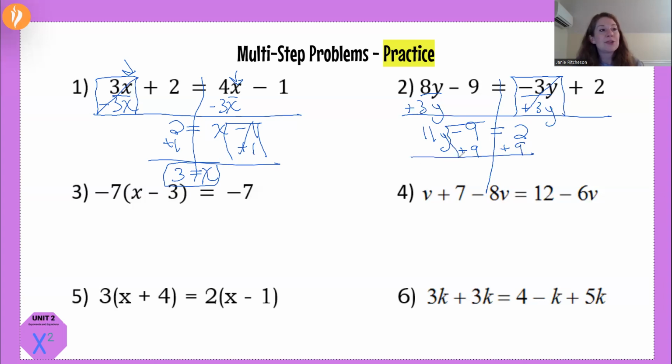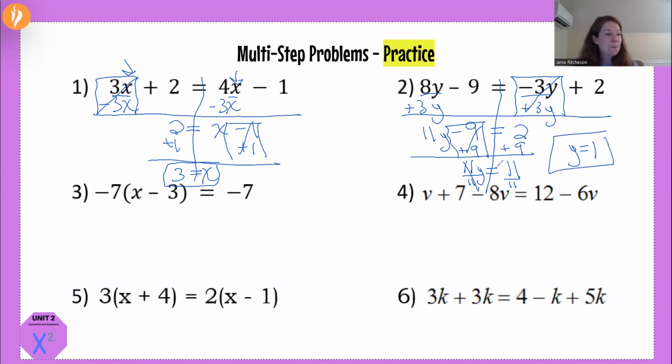My 9s are gone. I have 11y. 11y is equal to 11. My last step is to do the opposite of times 11. I'm going to divide both sides by 11. And that tells me that y is equal to 11 divided by 11, which is 1.